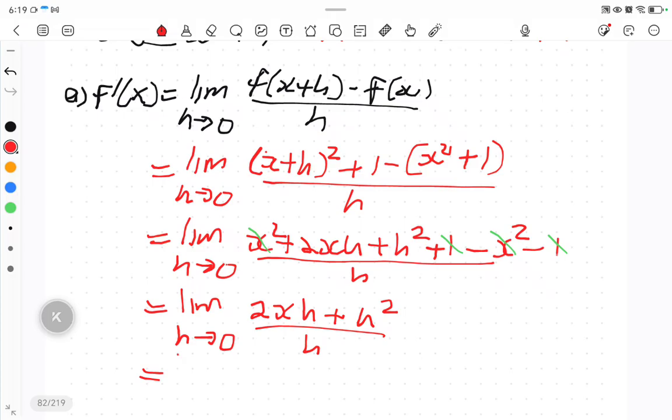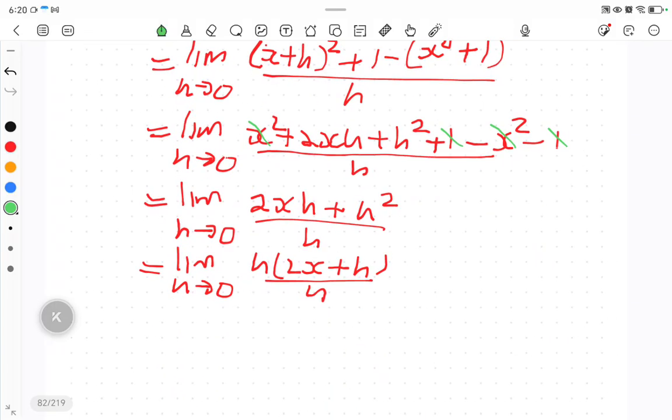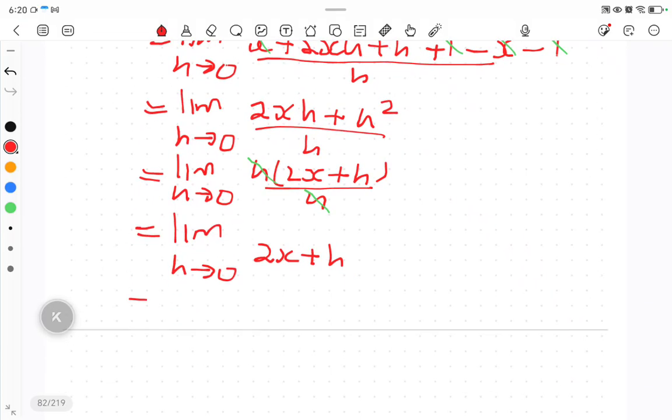So this will be equal to the limit as h approaches 0 of, I factor out h, 2x plus h all over h. Then the h will cancel out, right? The h will cancel out. Then we'll be left with the limit as h approaches 0 of 2x plus h. Then from here we can direct substitute.